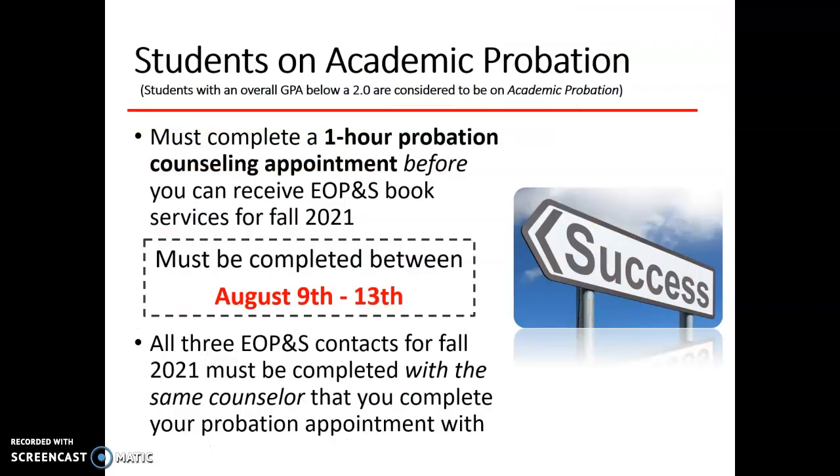If you are on academic probation, students that are below 2.0 are considered on academic probation. You must complete a 1-hour counseling appointment before you can receive your books. This probation appointment must be completed between the 9th of August through the 13th of August. You have 1 week to get it done. And if you're on probation, you will need to do all contacts with the same counselor. We want to keep in touch with you and make sure that you're succeeding the right way through the fall semester.